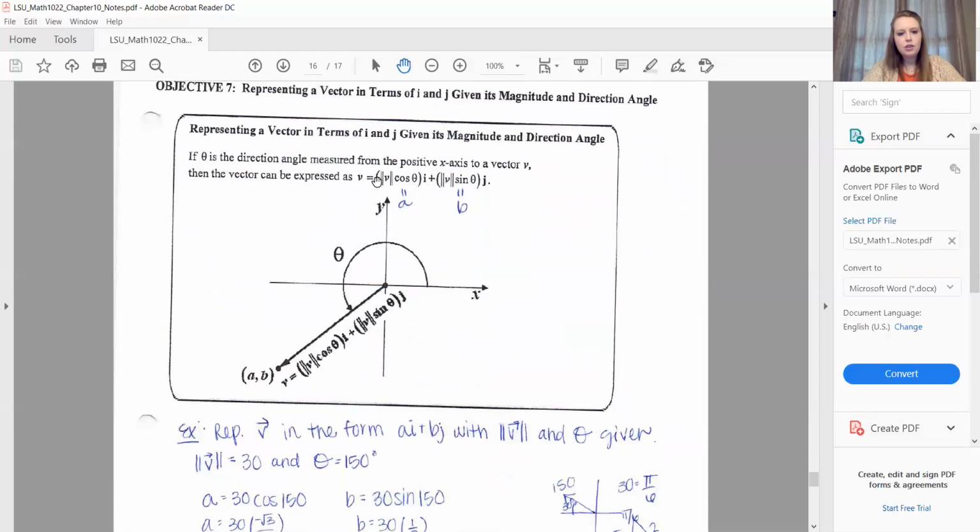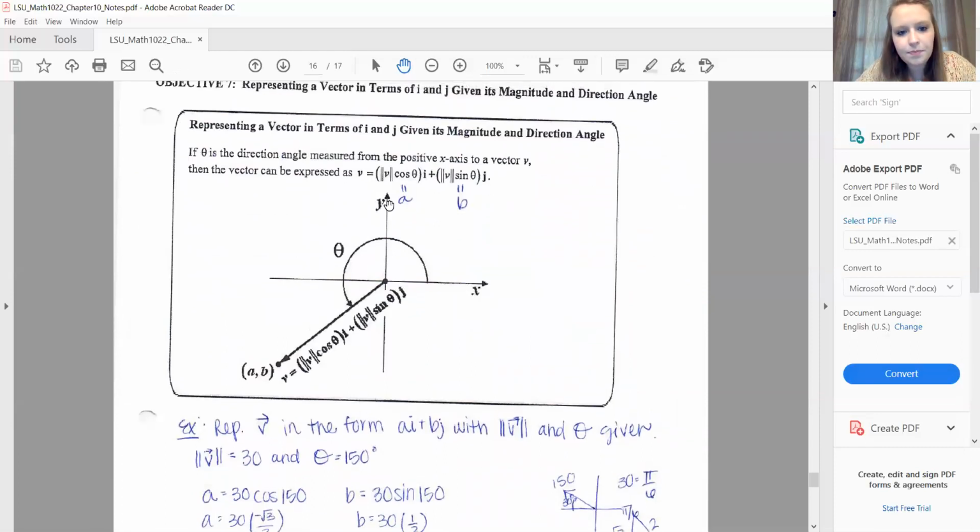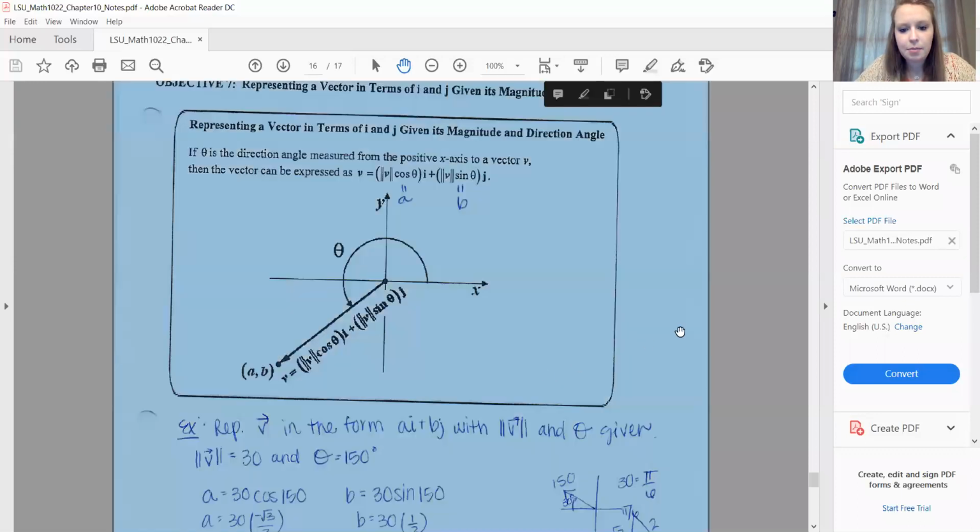Okay, another two important formulas right here are for when they want you to give them magnitude and direction angle. So V, or whatever goes in front of your I, your A, is the magnitude times cosine of the angle they give you. And then B, which is Y, obviously goes with sine. Magnitude times the sine of the angle they give you. So here's an example down here.